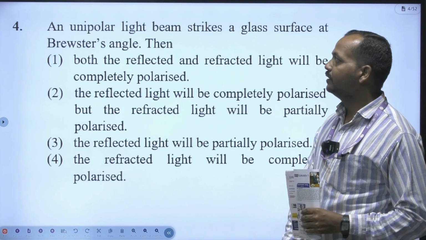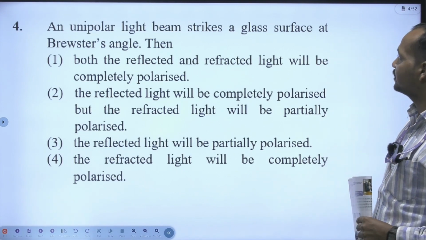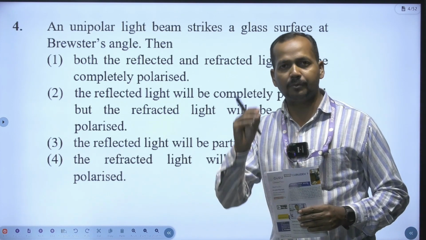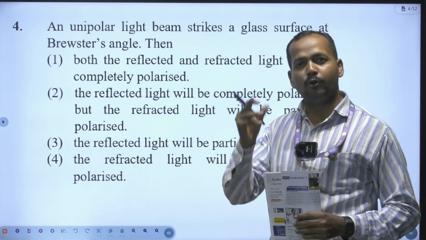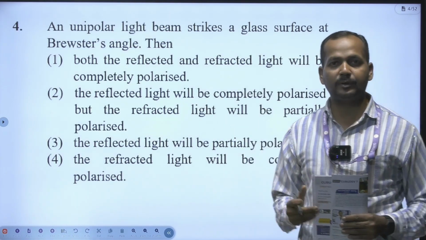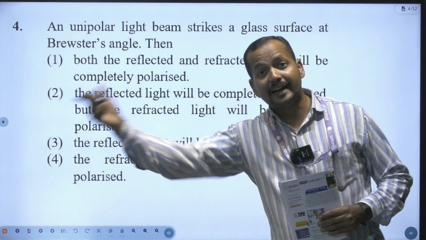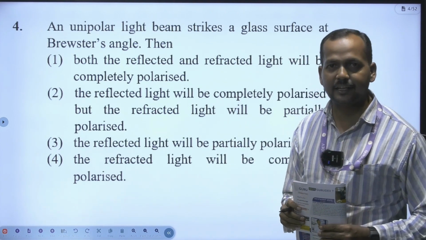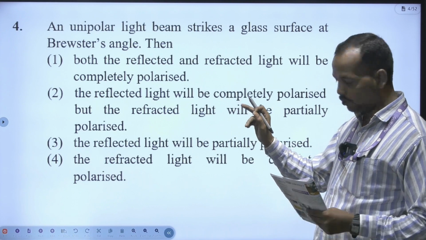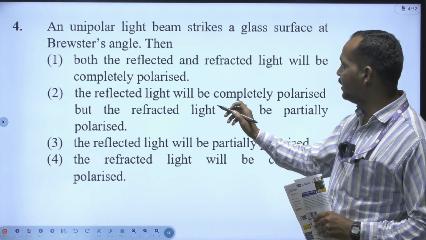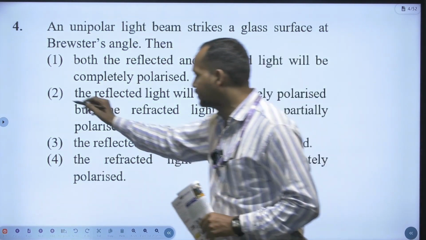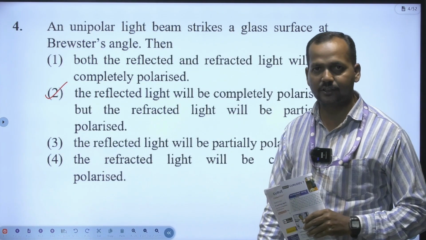Fourth question, an unpolarized light beam strikes a glass surface at Brewster angle, then what happens? So at Brewster angle, for a reflected light wave, complete polarization takes place. But for a refracted wave, a partial polarization takes place. Hence our answer for question number 4 is: the reflected light will be completely polarized, but the refracted light will be partially polarized. The second option is the correct option.